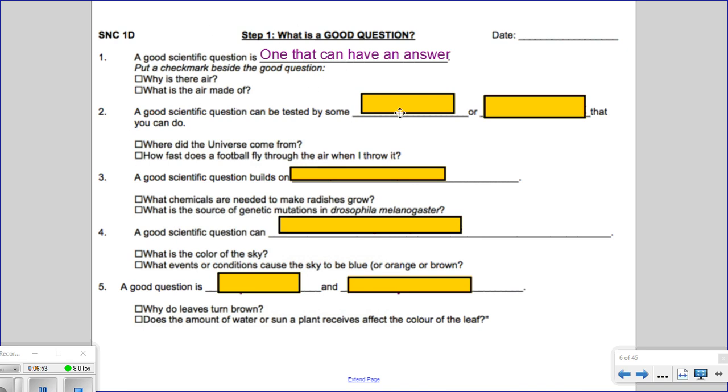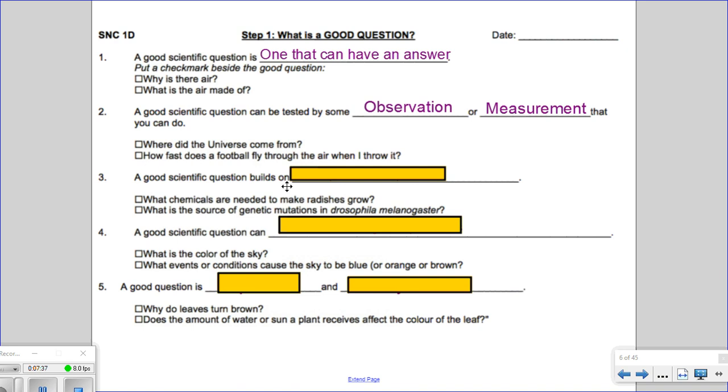A good question can be tested by some observation or measurement that you can do. So where did the universe come from? Or how fast does a football fly through the air when I throw it? Well, you can observe the universe, but you can't really measure it. So trying to come up with an answer to this question is not entirely possible or feasible. How fast does a football fly through the air when I throw it? You can measure how far that football is thrown, and the time it takes to reach a particular distance, and you can figure out speed from there.